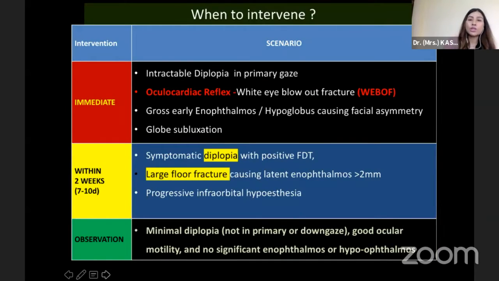But the question is, when do we intervene? Immediate intervention is done, especially where we have an oculocardiac reflex, if there's intractable diplopia in the primary position, or you get enophthalmos, which is rare in a child, or in case of a severe globe subluxation. However, if there is symptomatic diplopia and the fracture enophthalmos is more than 2, and if there's no oculocardiac reflex or not a very grossly deformed situation, then we can wait for approximately 7 to 10 days. However, where there's minimal diplopia with good motility, with no significant enophthalmos, we can just observe.